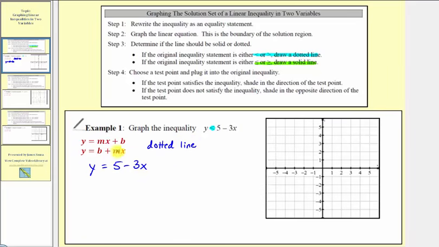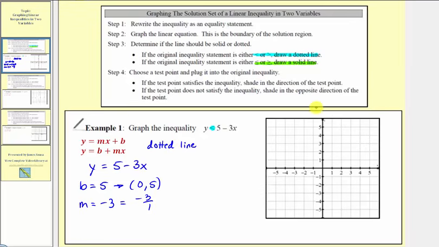And now to graph the line, notice how the equation is in slope-intercept form, where b, the vertical intercept, is equal to positive 5, which would be the ordered pair 0, 5, and m, the coefficient of x, is equal to negative 3, so we have a slope of negative 3. But let's write negative 3 as negative 3 over positive 1. So now we'll graph our line, but we'll graph a dotted or dashed line.